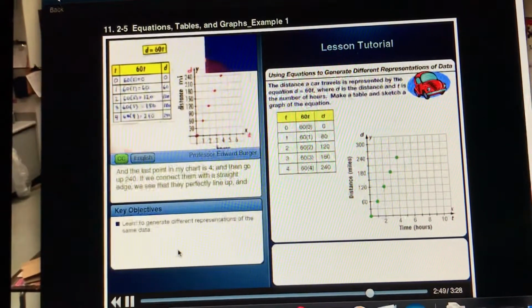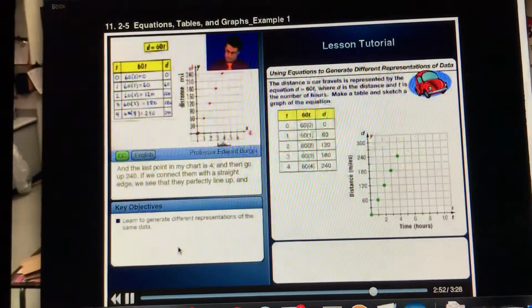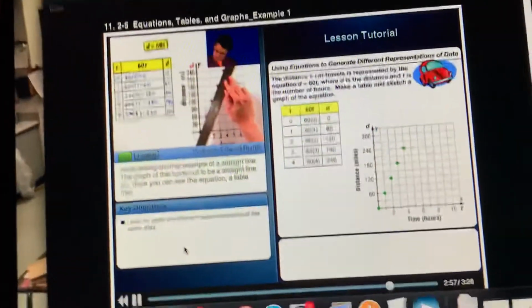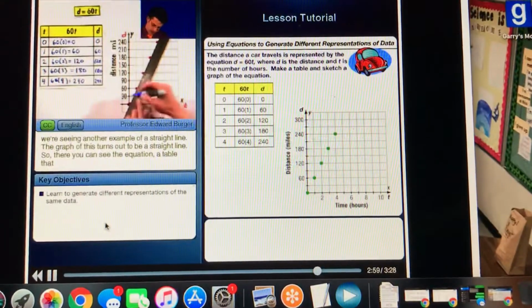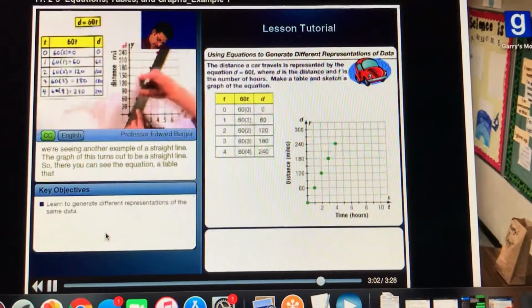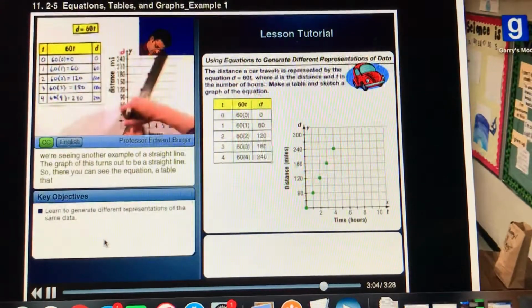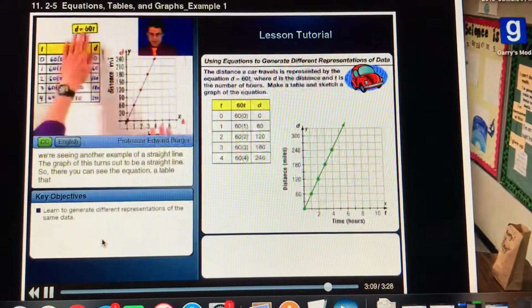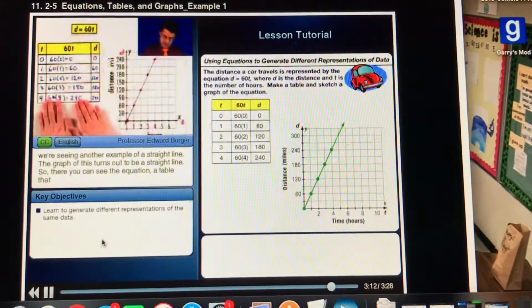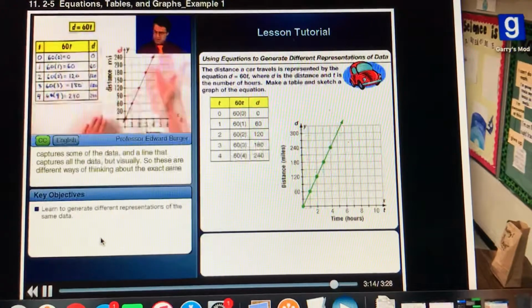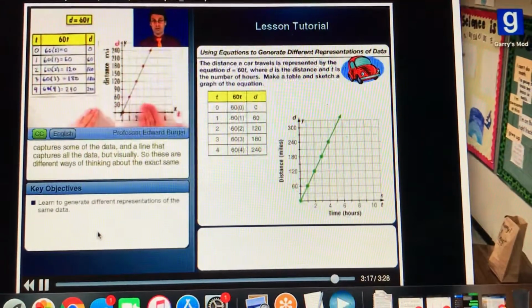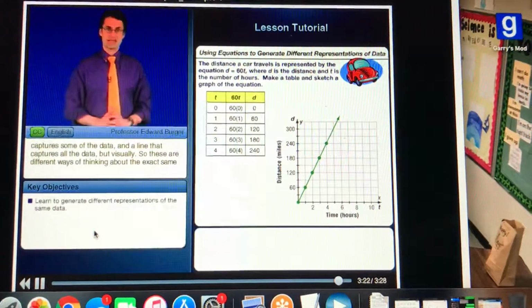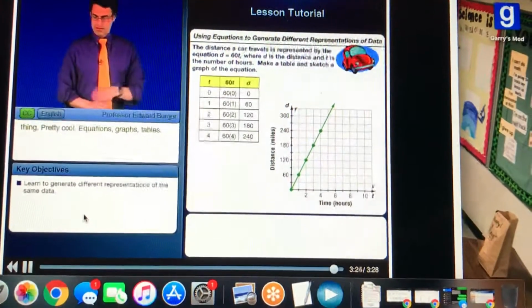If we connect them with a straight edge, we see they perfectly line up, and we're actually seeing another example of a straight line. The graph of this turns out to be a straight line. So there you can see the equation, a table that captures some of the data, and then a line that captures all the data, but visually. So these are different ways of thinking about the exact same thing. Pretty cool. Equations, graphs, tables.